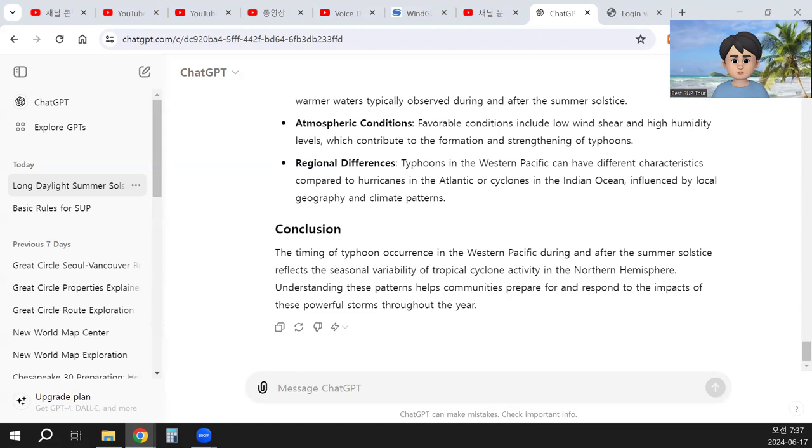Make a table about the change of daytime every day after the summer solstice in the main cities of the Northern Hemisphere. Make a table with more than 20 cities, if possible.